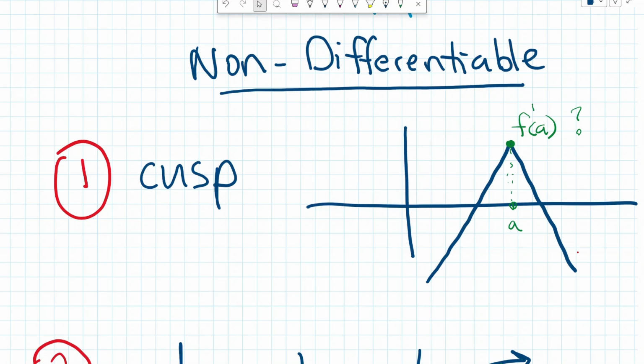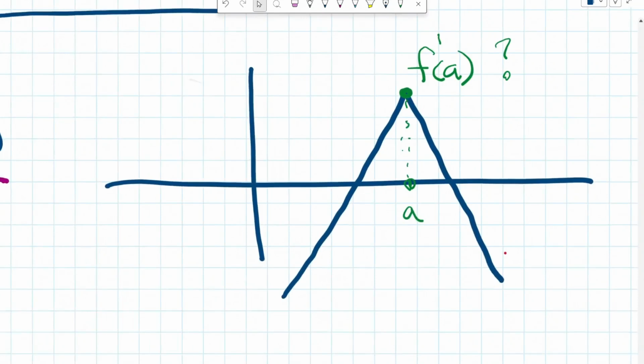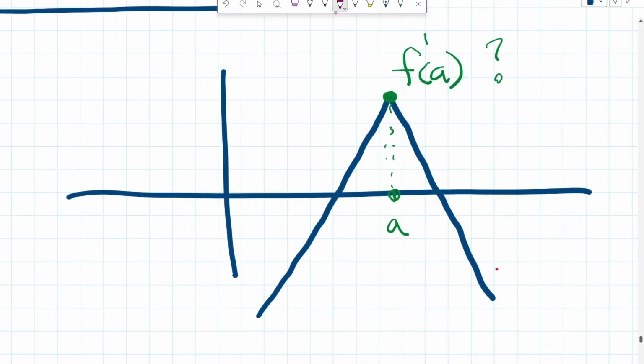So the first case when a function is non-differentiable is if we're at a cusp. So let's look at this little diagram I drew over here. So at the point A, f of A has a cusp. Another way of thinking about a cusp is a corner or a sharp turn. So our function is actually differentiable all the way up here because that's pretty much a linear function, and then also all the way down here, another linear function. However, at f of A, we have this cusp, we have this bend.